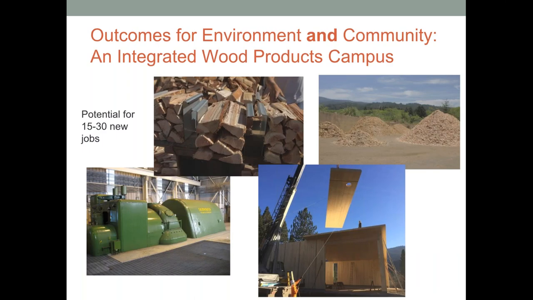Examples of wood products businesses that can value add low value wood include wood chips for biomass heating systems, for greenhouses, or for bioenergy, firewood, posts and poles, and cross laminated timber, an emerging building product in California right now. And we've identified business operators, and we have worked through financing and business planning for a long time now.